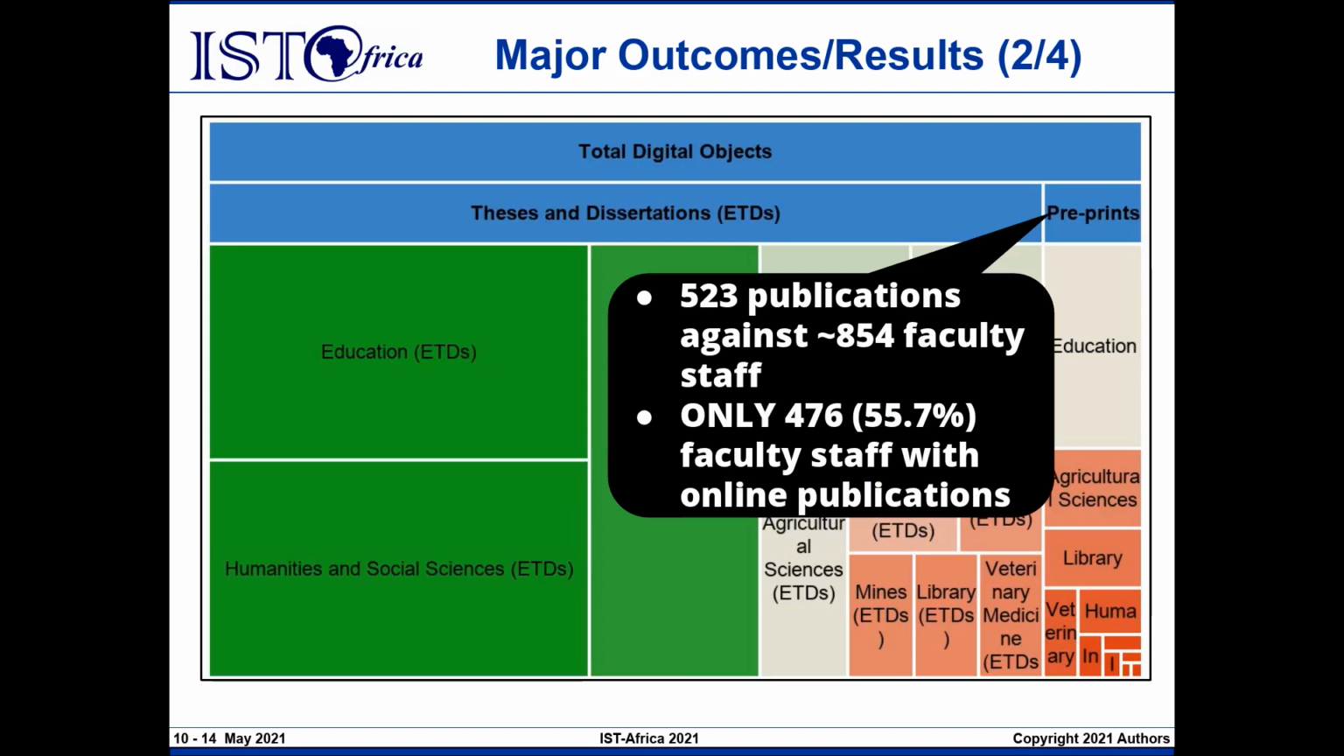And this is especially worrying for us because the representation of content seemingly produced by faculty staff does not reflect the total number of faculty staff employed by the institution, right? So there's a disproportionate representation of online content in the repository relative to the total number of faculty staff.